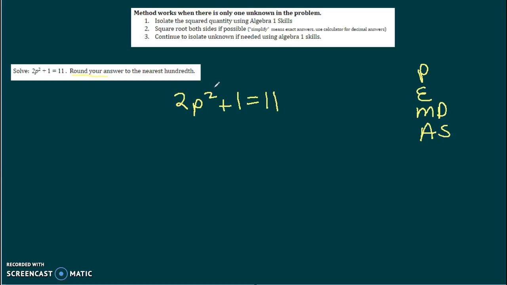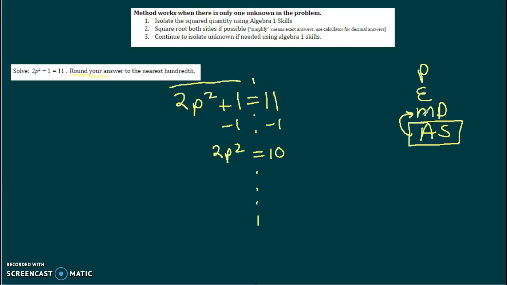So the goal, of course, is to get the thing that is squared to be by itself. I'm going to start by seeing if there's any additions or subtractions that would be helpful to eliminate. And if I look at this side of the equation, I can see that there's a plus 1. I should subtract 1, giving 2p squared equals 10.